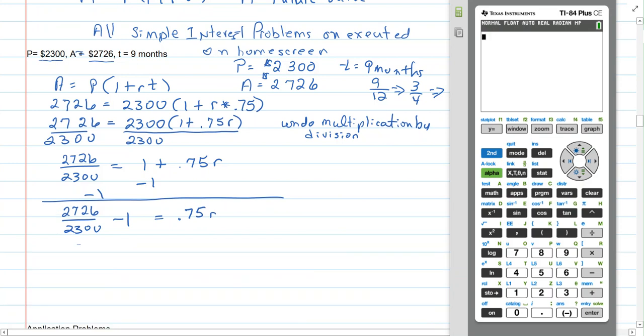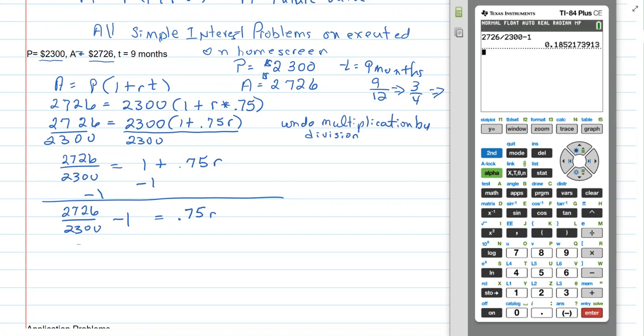All right, so now we're going to use our calculator to find this condition here. So let's use our calculator. 2726 divided by the 2,300 minus the 1. Remember, the calculator can do order of operations, so we get this incredible value. So we're going to put it in. And we're going to do quite a number of place values. So let's do 1, 2, 3, 4, 5 of them.